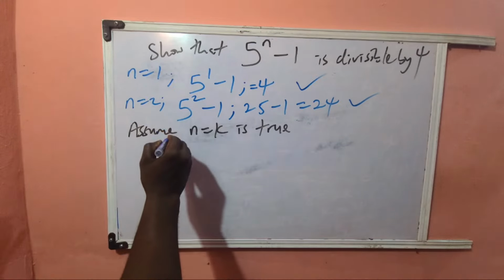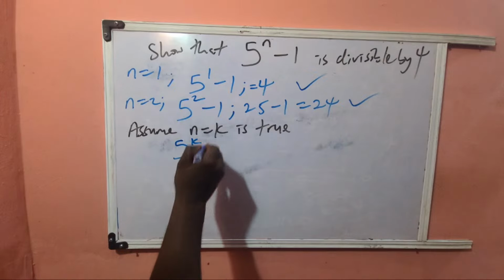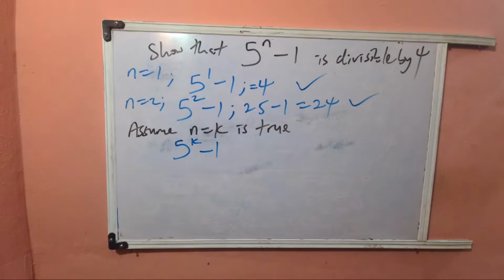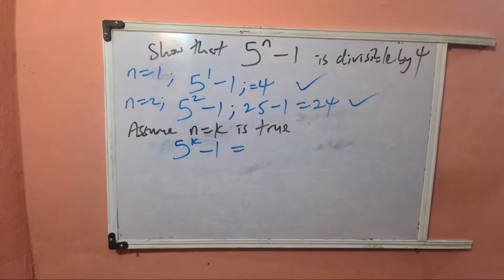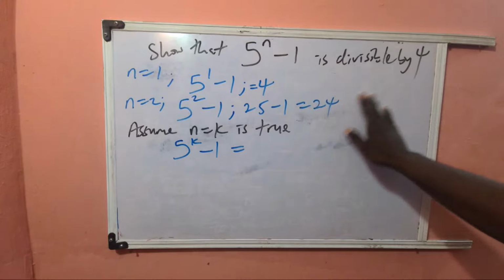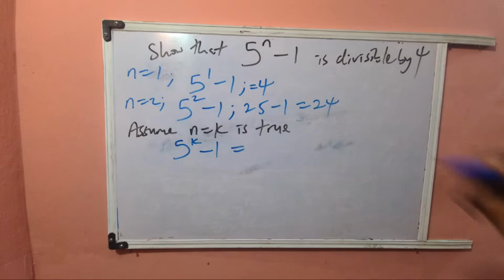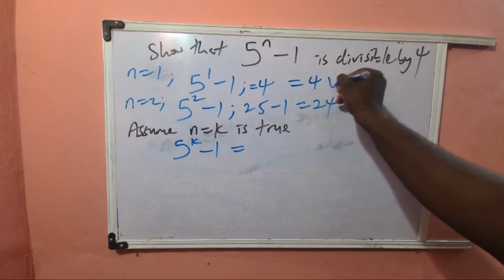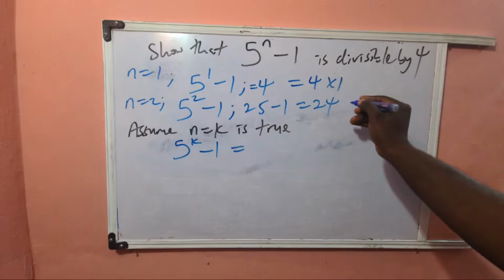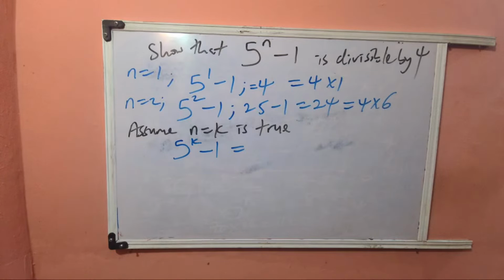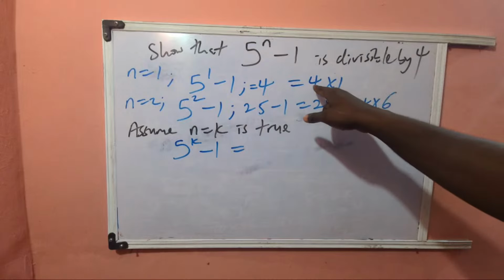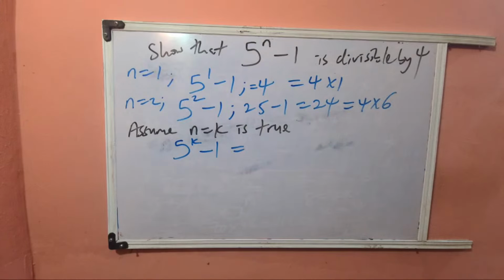Of course, that means 5 raised to power k minus 1 will be equal to what? Let me do something here for you to understand much better. This is 4 times 1. That means it was divisible by 4. This is 4 times 6. You can see that each time a number is divisible by 4, it was 4 times something, which I'm sure you can all understand.